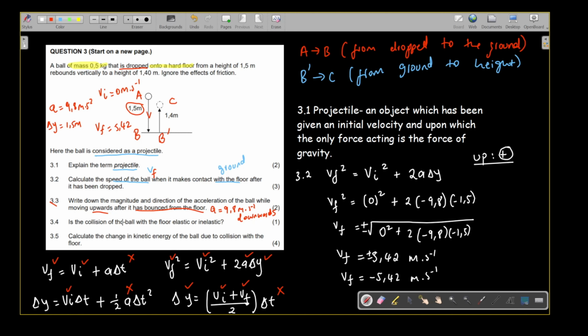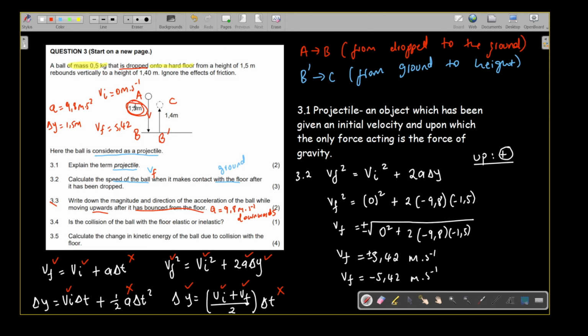And then 3.4, it says, is the collision of the ball with the floor elastic or inelastic? The ball moved from A to B, and then B to C, it went to 1.4. What do you think would be the answer? Do you think this is an elastic or an inelastic collision? Great, it is an inelastic collision, mainly because it didn't go to the same height as the previous one.